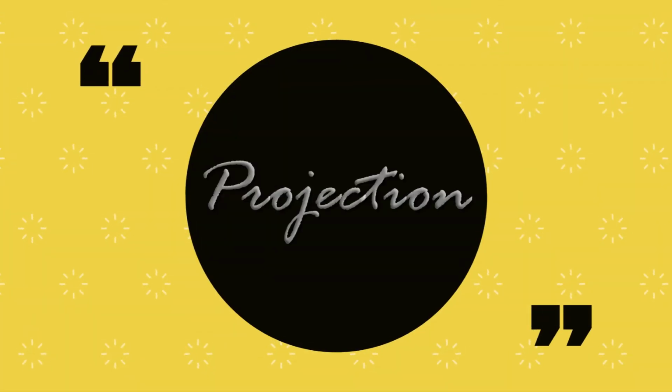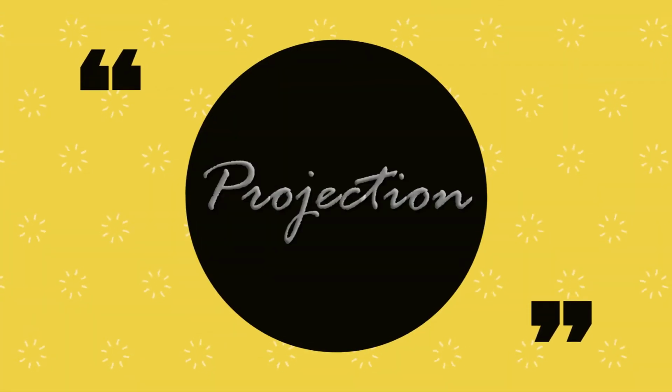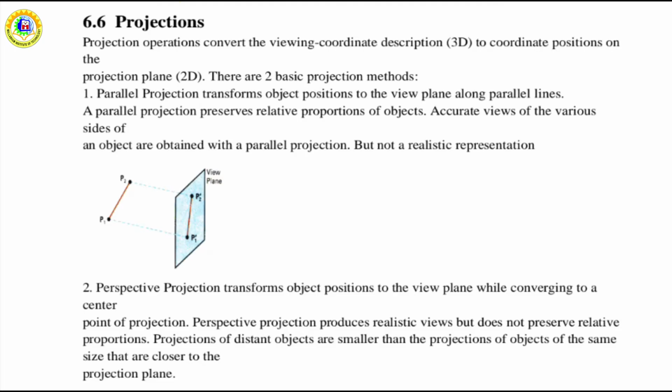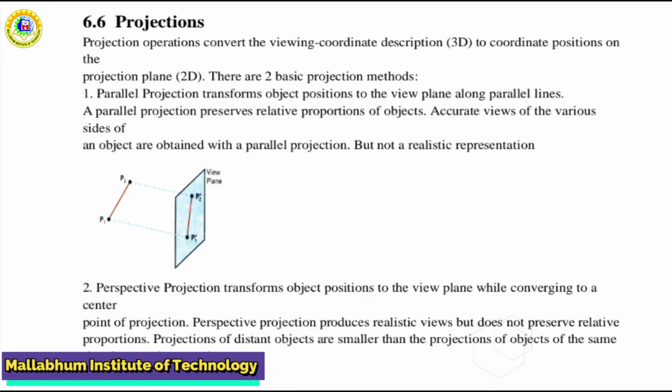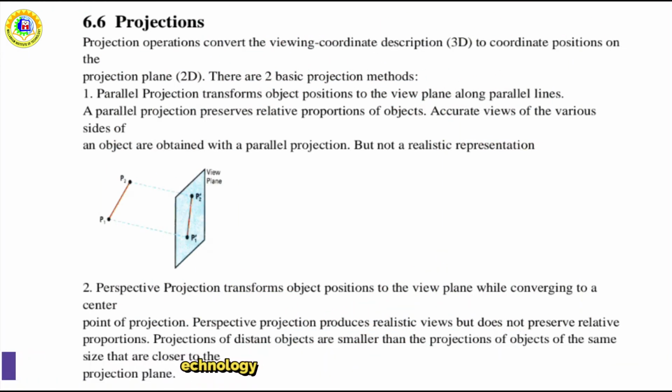Dear students, today we will discuss projections. Now, projection is basically an operation where we can convert a three-dimensional object description into a two-dimensional object description in the view plane. Whenever the world coordinate descriptions of objects in a scene are converted to a viewing coordinate system, we can project the three-dimensional object onto the two-dimensional viewing plane.